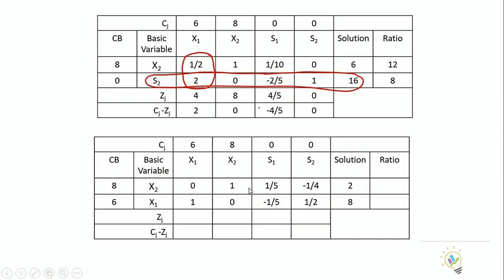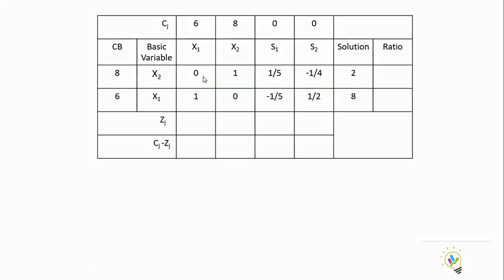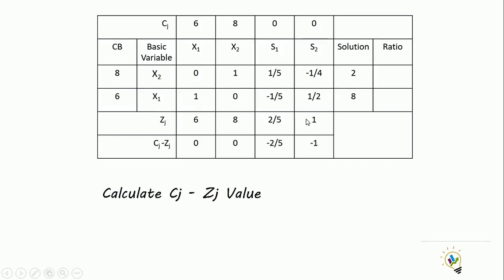The formula to get these values is old value minus key column into key row values. Corresponding values need to be taken. Divide by the key element. Now find the Zj value. How do we find the Zj value? 8 into 0 plus 6 into 1. We got 6. In the same way, we must find all other values. Now I got Cj minus Zj: 0, 0, minus 2 by 5, minus 1.